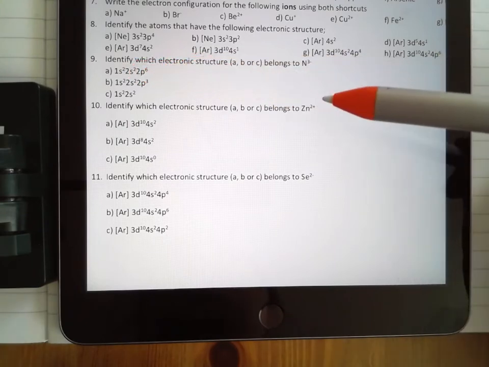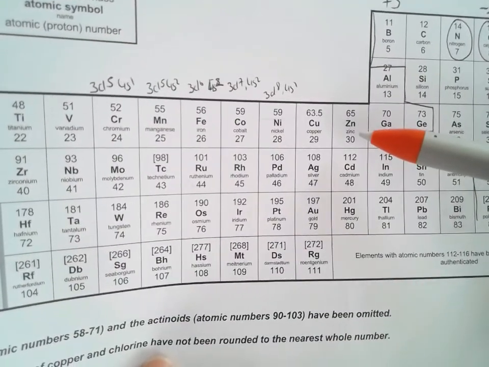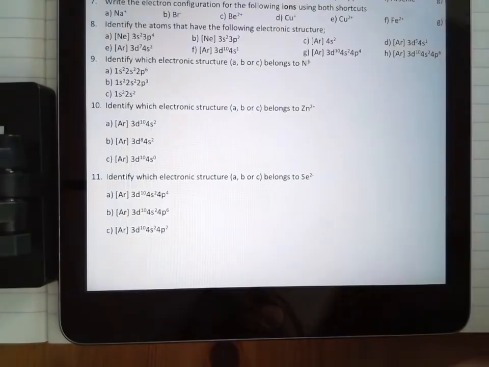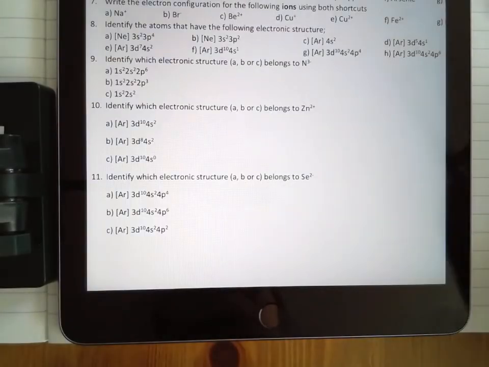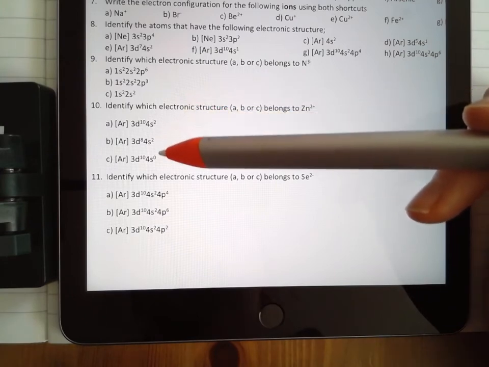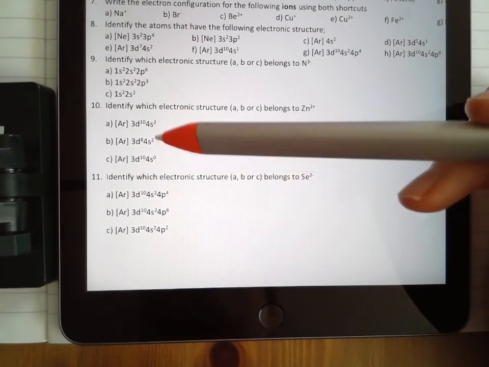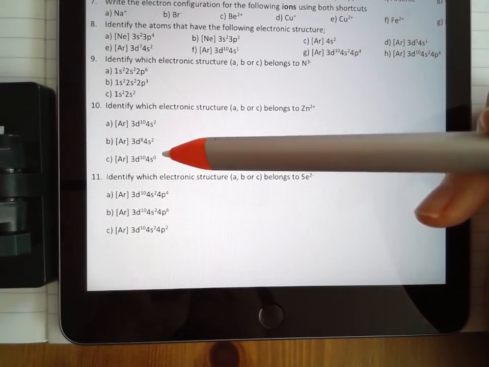Okay, which electronic structure belongs to zinc 2+? Okay, zinc is here. It's got 30 electrons. If it's losing 2, it should now have 28. So you can add them up and see which answer gives you 28. Remember, argon itself accounts for 18. So you're looking for another 10 electrons. So you can see that B and C are both giving you another 10 electrons, but you have to pick the correct one. When the transition elements are forming ions, they're losing the electrons from the 4s first. So it's going to be C, 3d10, 4s0.